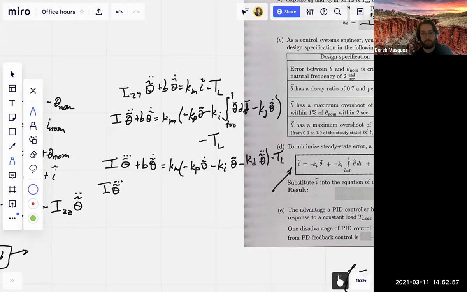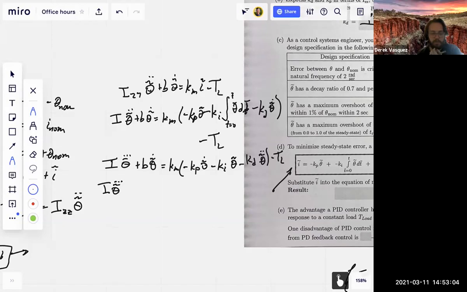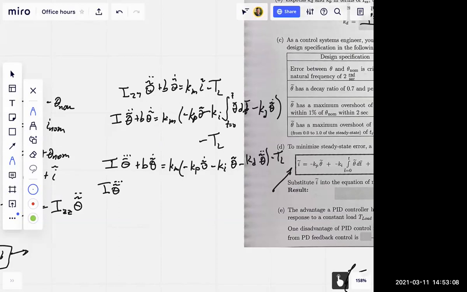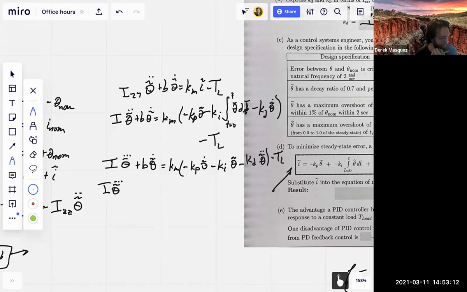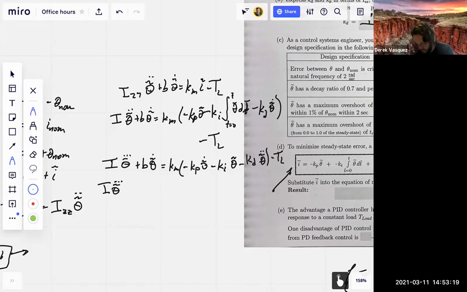Everything okay? Would T_load not cancel out or disappear? Can you repeat that? Sorry. I was saying, would T_load disappear since we took the time derivative? Oh, it's a good question. It's going to be a T_load dot. So T_load is not necessarily constant, but we're just going to take the time derivative of it.